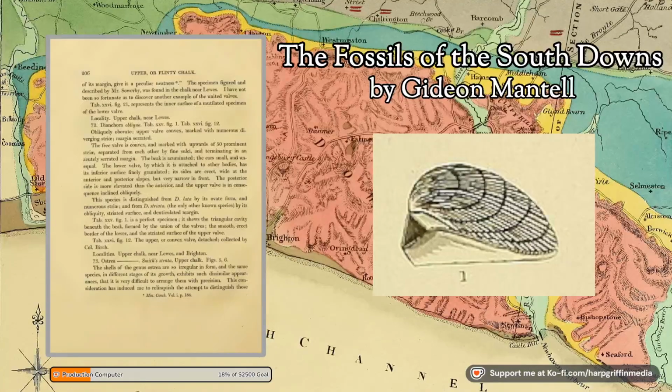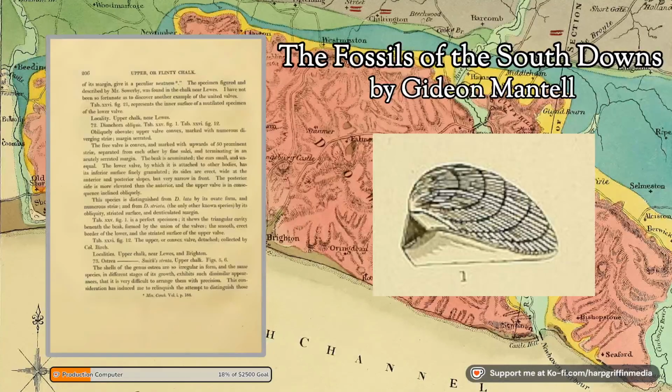72. Diancora obliqua, Tablet 25, Figure 1, Tablet 26, Figure 12. Obliquely obovate, upper valve convex, marked with numerous converging striae, margin serrated. The free valve is convex and marked with upwards of 50 prominent striae, separated from each other by fine sulci and terminating in an acutely serrated margin. The beak is acuminated, the ears small and unequal. The lower valve, by which it is attached to other bodies, has its inferior surface finely granulated.